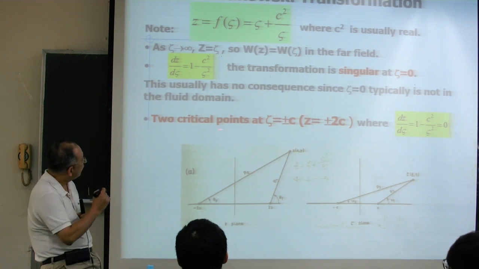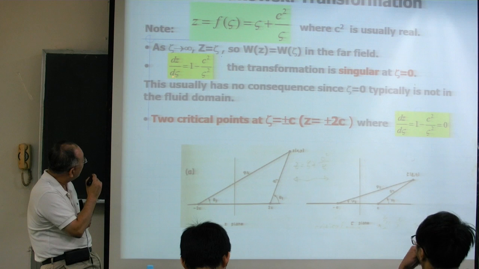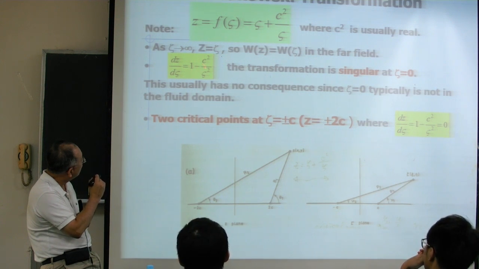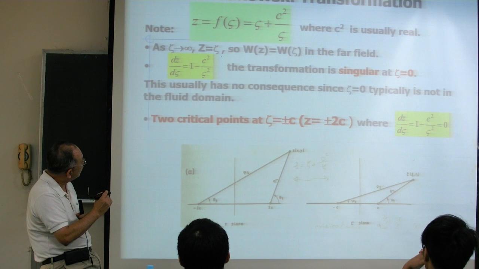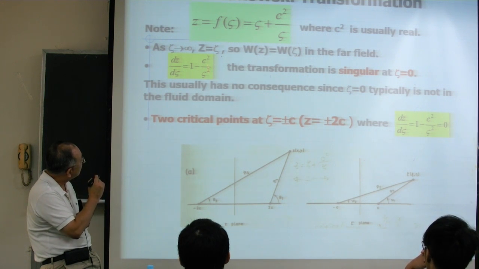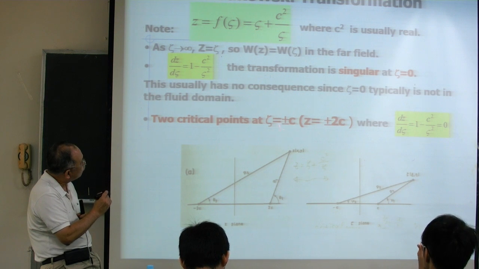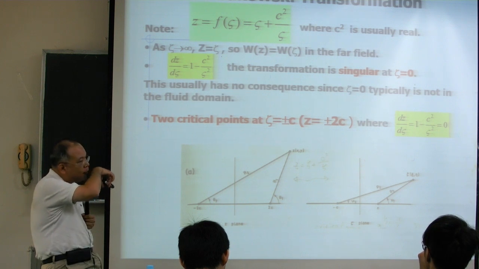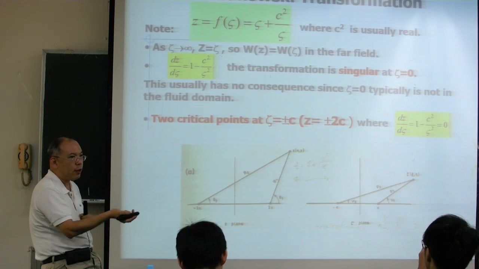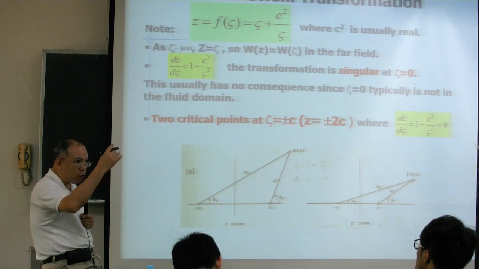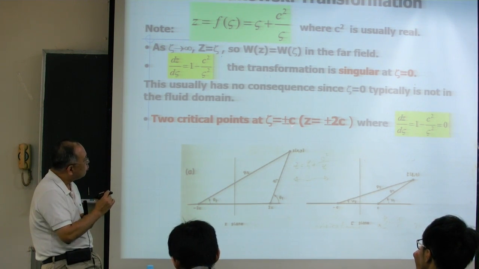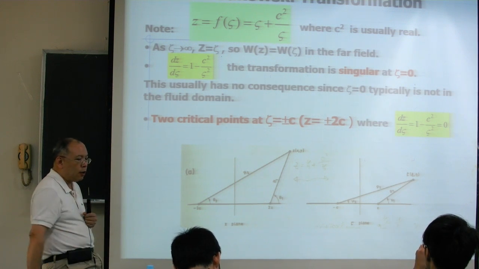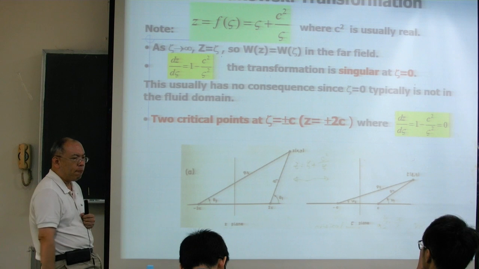Okay, and where is the critical point? If we take the derivative equal to 0, zeta should be equal to what? Zeta should be equal to positive c or negative c. If you substitute this value into the derivative, it is equal to 0, right? So we have two critical points inside this mapping function, and you have to take special care of them. Later you will see that when the flow approaches these two critical points, the geometry may not be conformal.